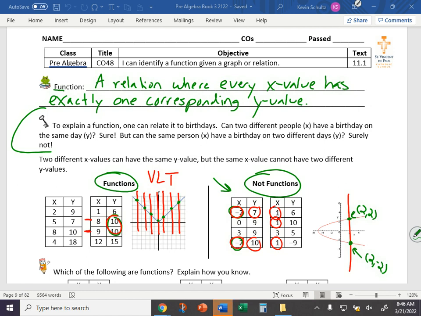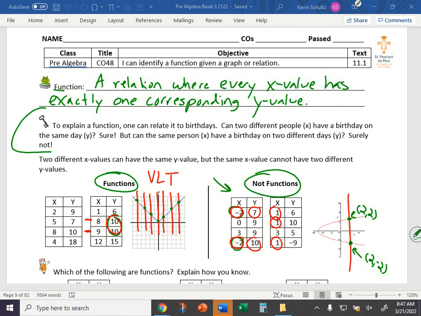No, not a function. So for a table, you're just looking at, does x repeat? If it doesn't, function. If it does, not a function. For a graph, you can use the vertical line test. How many times does any vertical line touch the graph? Only in one spot, function. More than one spot, not a function. Okay? Questions so far?